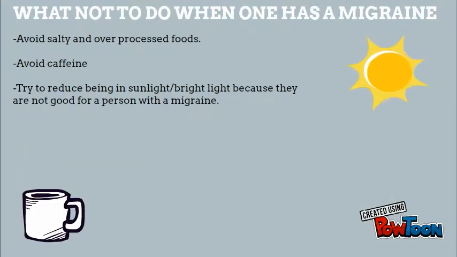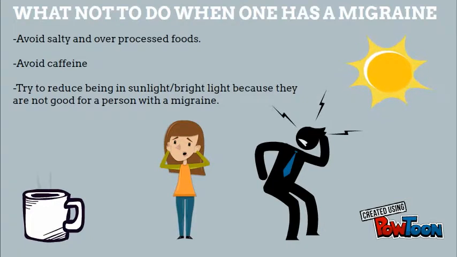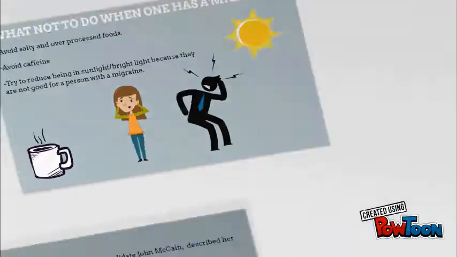What not to do when one has a migraine? Avoid salty and processed foods, avoid caffeine, and try to reduce being in sunlight or bright light as much as possible.